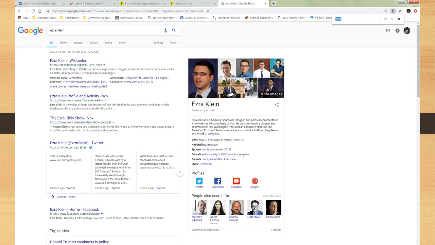These are the people who own the journal and started it. Ezra Klein, and then there's a couple more we'll look up in a minute. But you can see he is, according to Wikipedia, a journalist, blogger, political commentator. So he's got a history in the media. So that makes him pretty reliable as a founder of Vox.